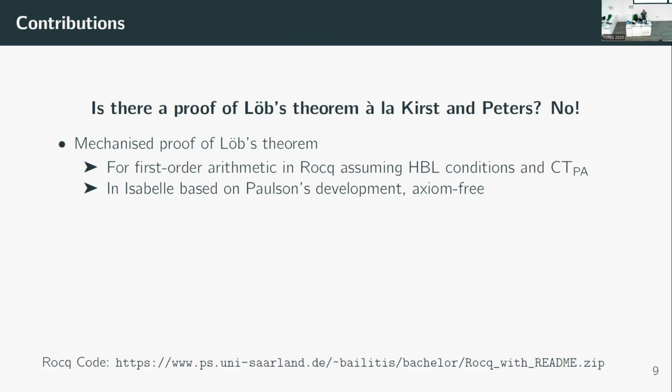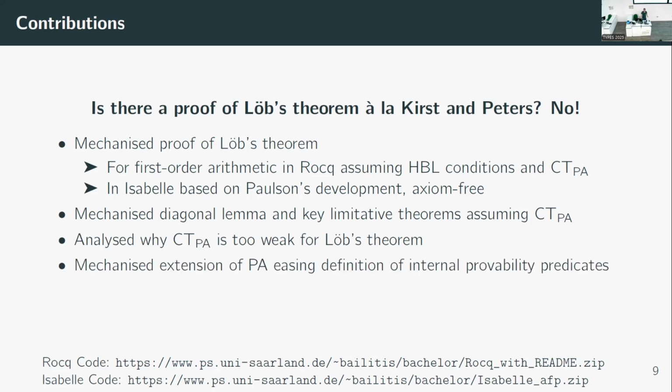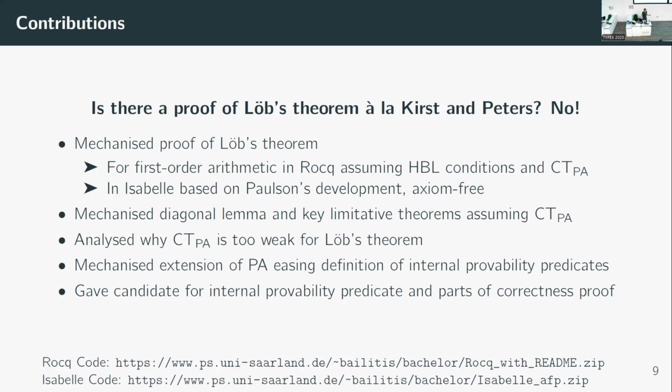We mechanize the diagonal lemma and the key limitative theorems, Gödel 1, Tarski, and so forth, assuming Church's thesis. We analyze why Church's thesis doesn't give us deep enough insights for Löb. And we recognize an extension of Peano arithmetic, making the internal provability predicate definition easier. And we gave a candidate for such a predicate and mechanized some of the correctness proof. Well, we mechanized some of it.